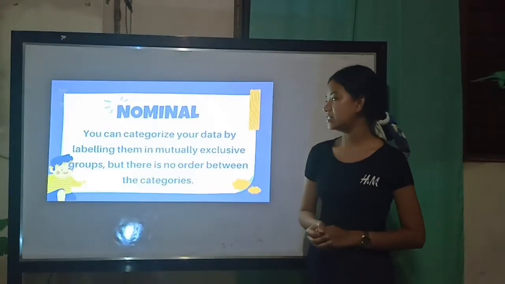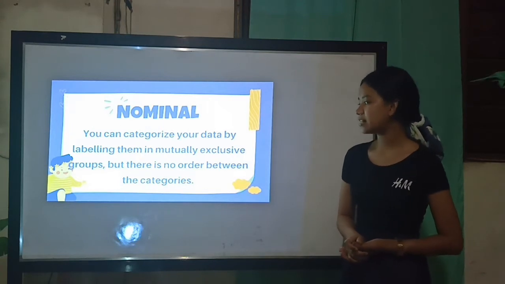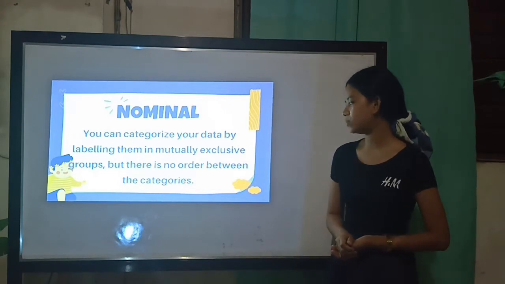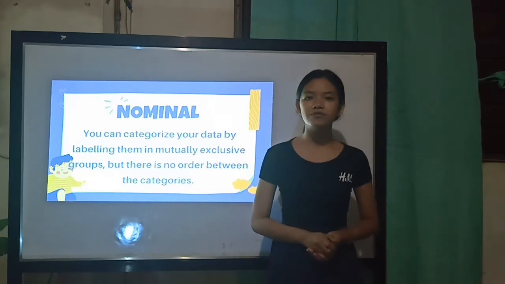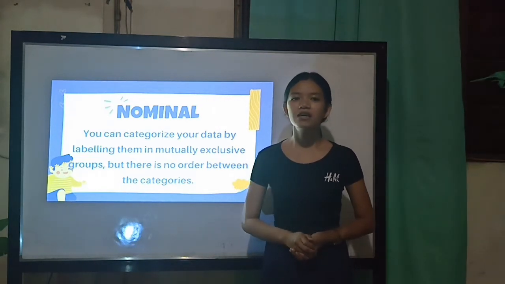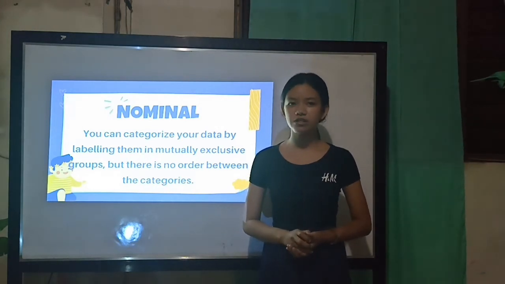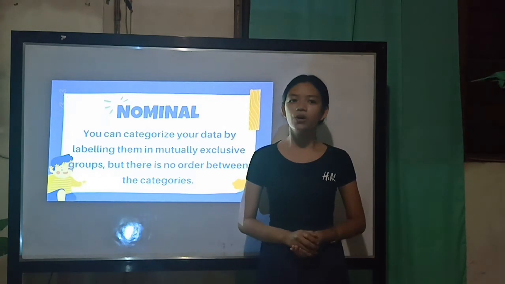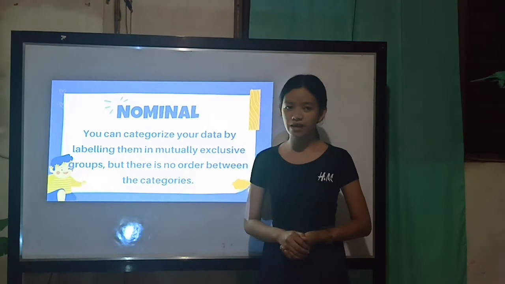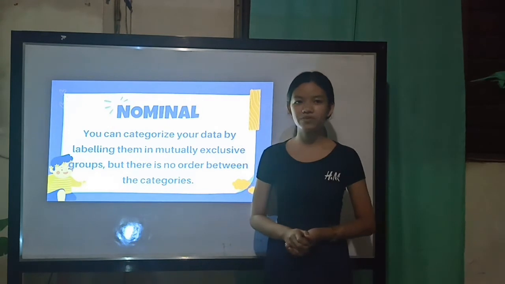So, what is the nominal level of measurement? You can categorize your data by labeling them in mutually exclusive groups, but there is no order between the categories. The nominal level of measurement is the first level of measurement and the simplest. These levels and groupings don't have any order or hierarchy to them, and it classifies qualitatively. In other words, it divides them into named groups without any quantitative meaning.